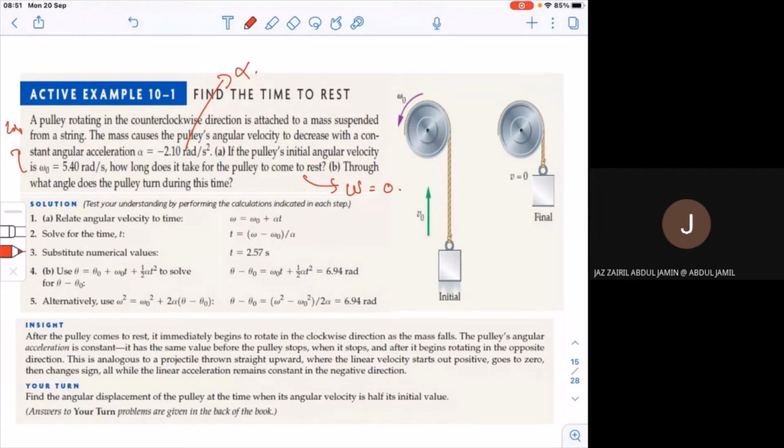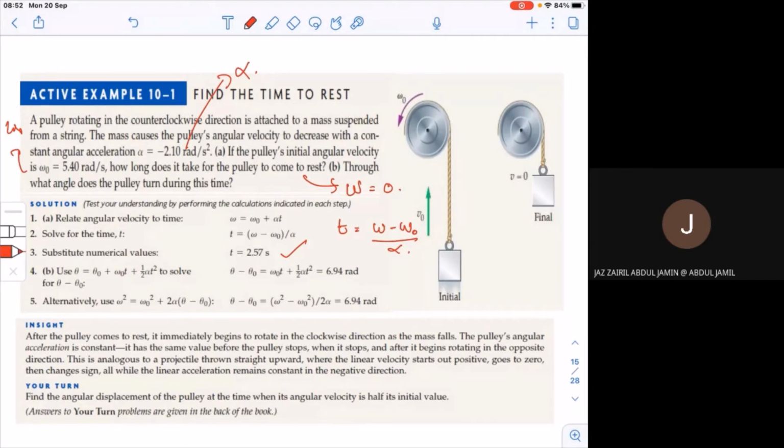Now we can rearrange this equation to become t equals omega minus omega naught over alpha. Omega is 0, omega naught is 5.4, so the negative cancels out with the negative alpha, which is 2.1 radian per second squared, and what's left is the seconds, 2.57 seconds.